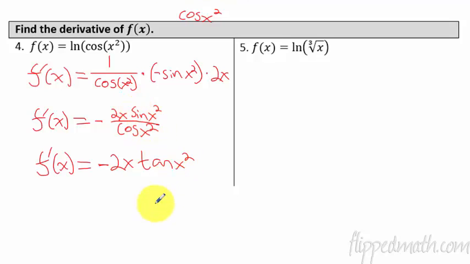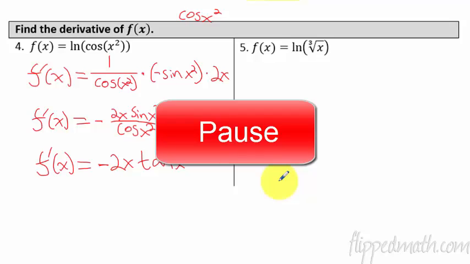Oh, I didn't even do that one on purpose. That was a good problem. Nice job, Mr. Bean. Okay, number 5. I'm pausing the video. You try this puppy on your own, and let's see what you get here.